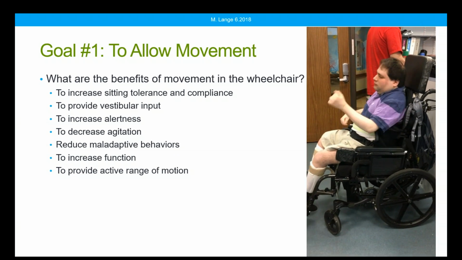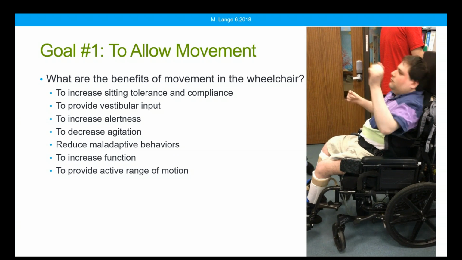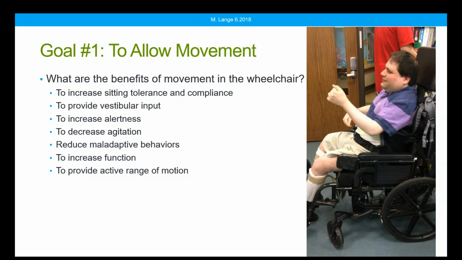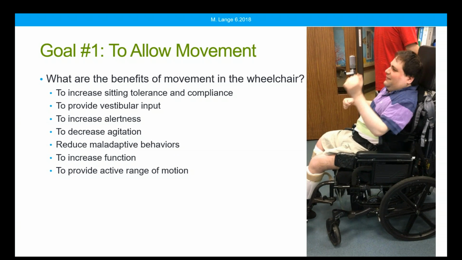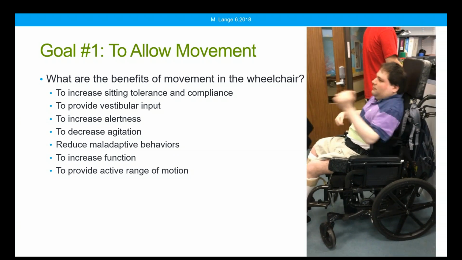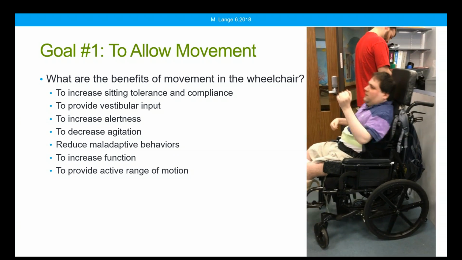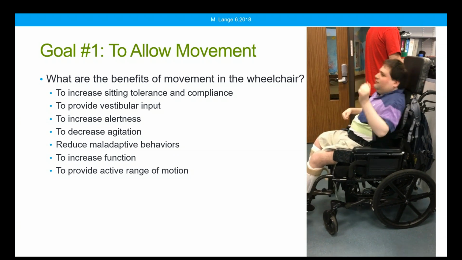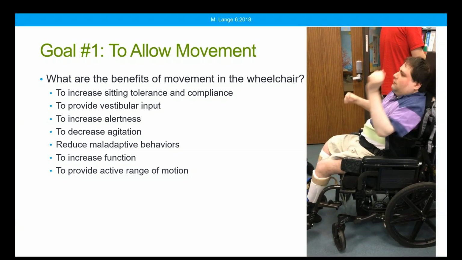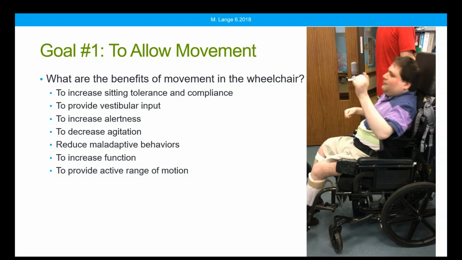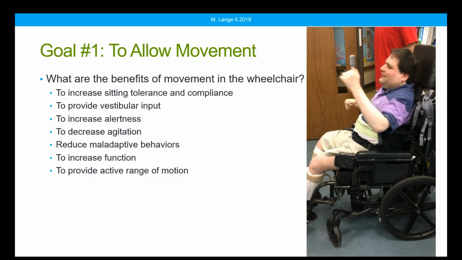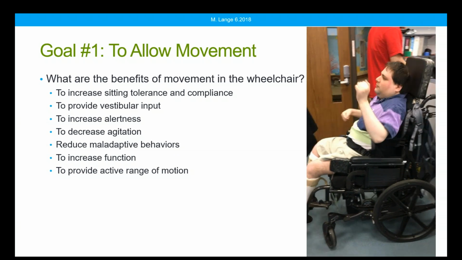There's some nice research out there that shows that movement can be used with many populations, really with just about any of us. It's the way our brains are wired, to help us be more alert and less agitated. We are also reducing maladaptive behaviors in some of our clients by allowing them to move, improving overall function for some clients through movement, and certainly providing some degree of active range of motion.